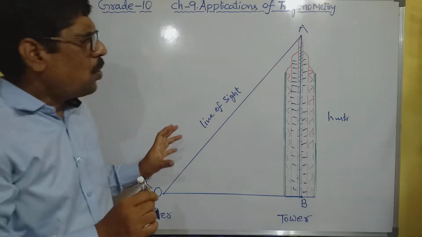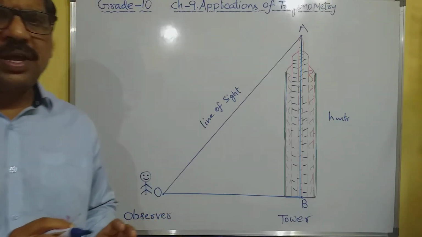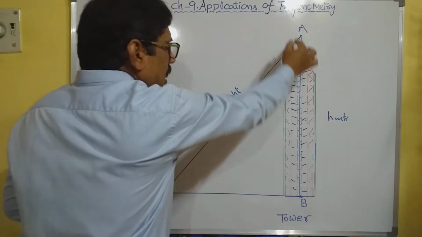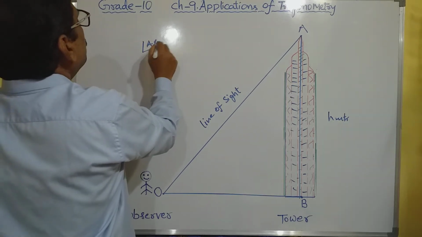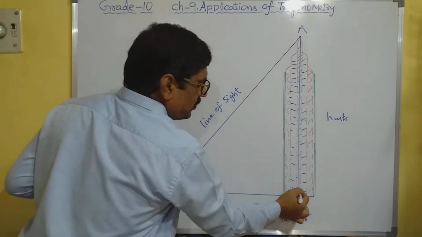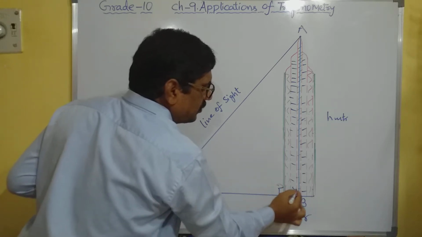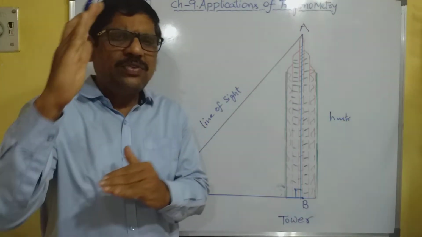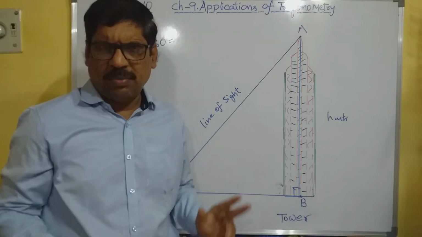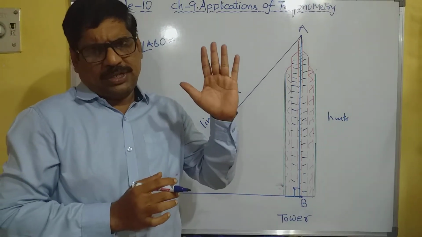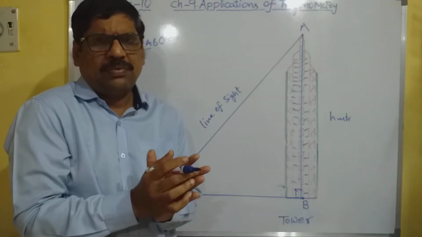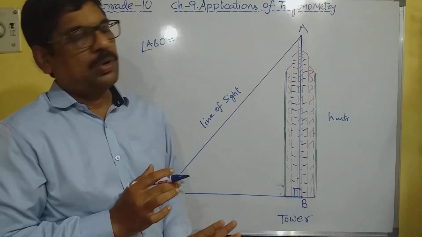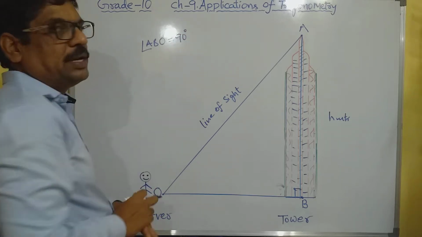Now observe this triangle carefully. What is this triangle? OAB. Can you tell me the angle ABO? Yes, it is 90 degrees. Why? Because a building always stands vertically on the ground. If it is not vertical, we can't apply trigonometry. So the object whose height we are going to find must be vertical to the ground, that is, it makes 90 degrees with the ground. So we can take angle ABO as 90 degrees.